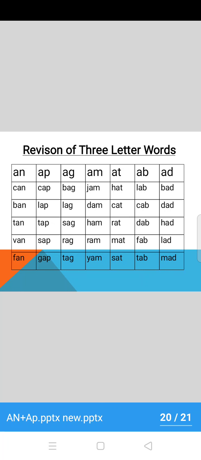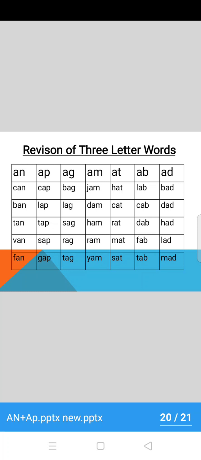Ab words. L, ab, lab; K, ab, cab; D, ab, dab; F, ab, fab; T, ab, tab. Ad words. B, ad, bad; D, ad, dad; H, ad, had; L, ad, lad; M, ad, mad.